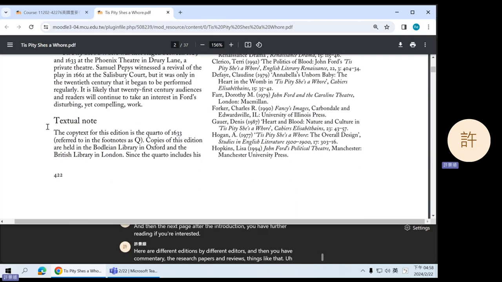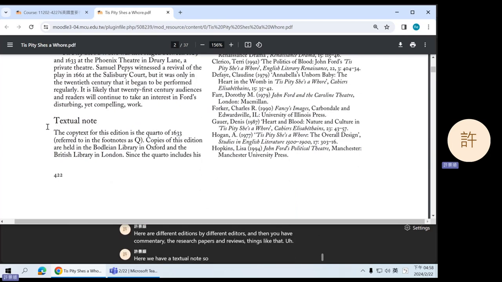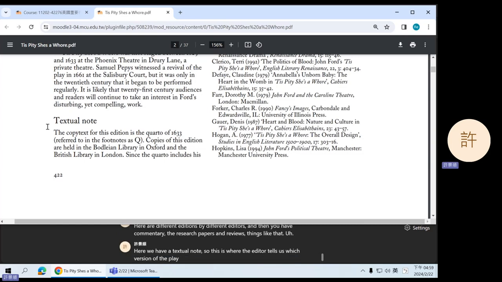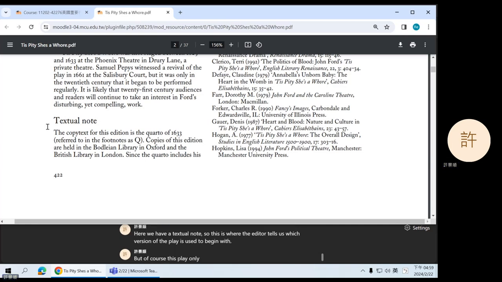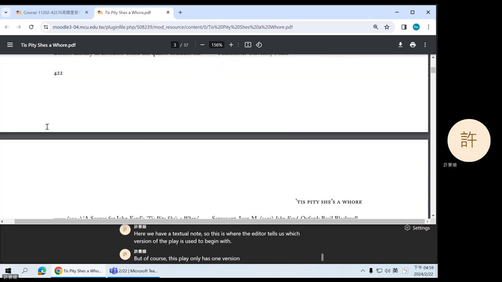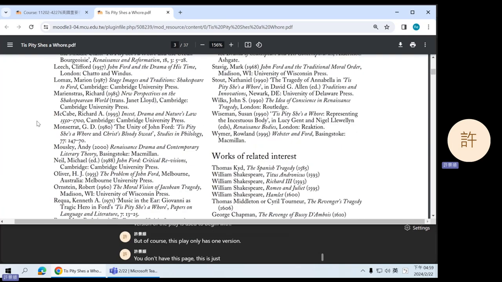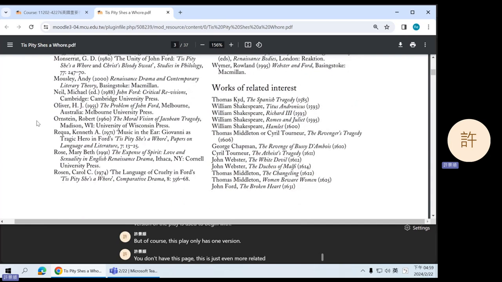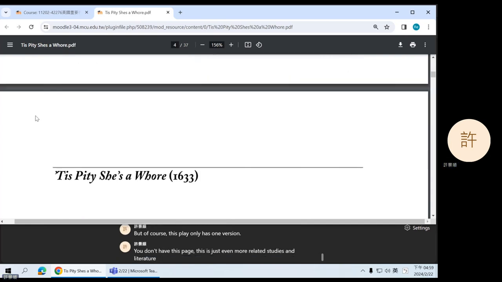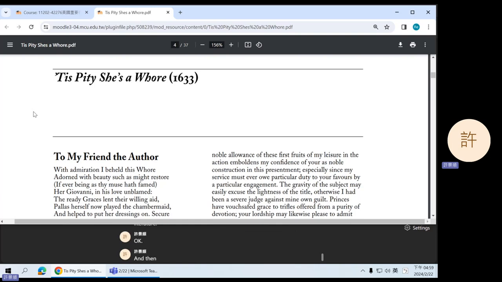Here we have a textual note. So this is where the editor tells us which version of the play is used to begin with. But of course, this play only has one version. You don't have this page. This is just even more related studies and literature. Okay, and then the play begins. 'Tis Pity She's a Whore, 1633.